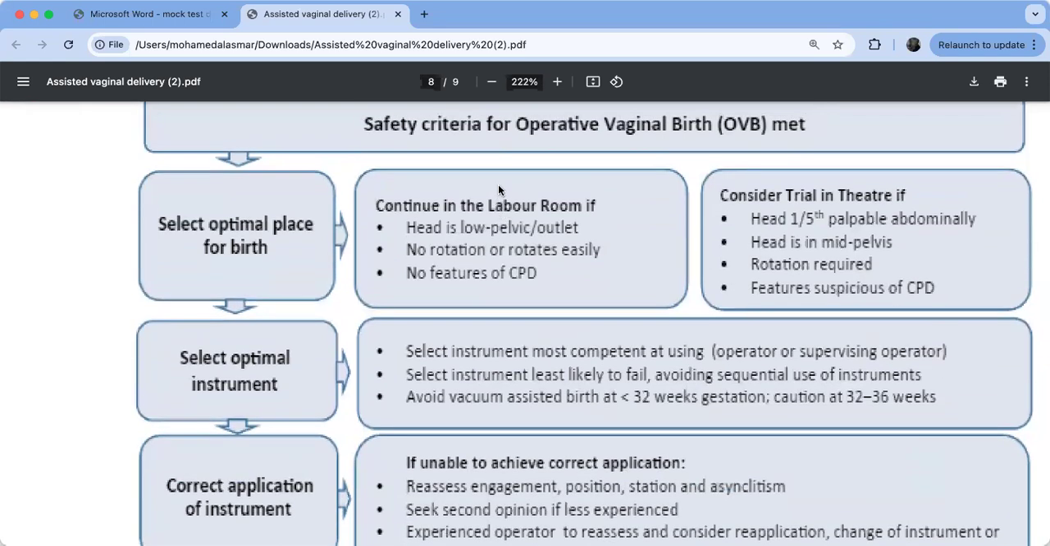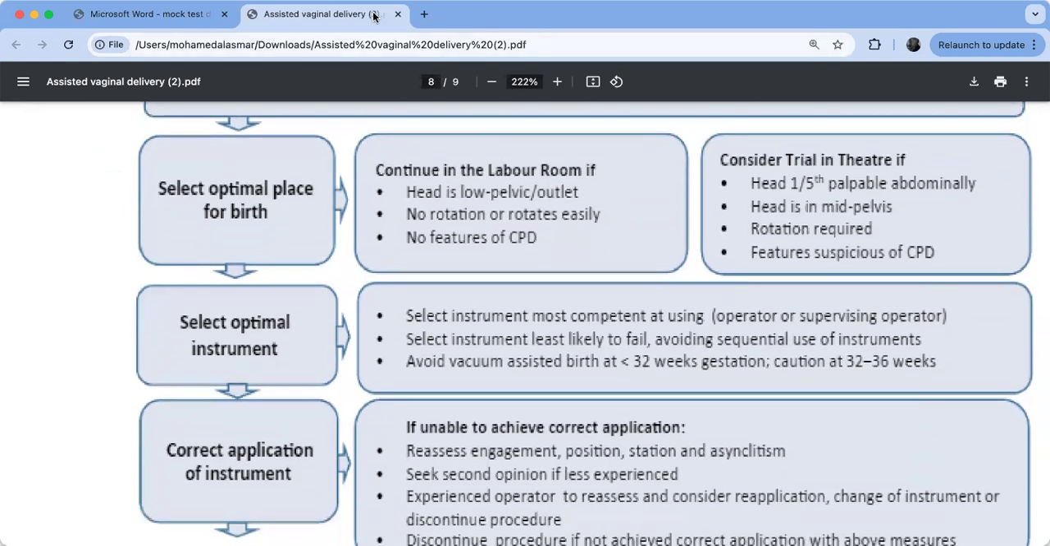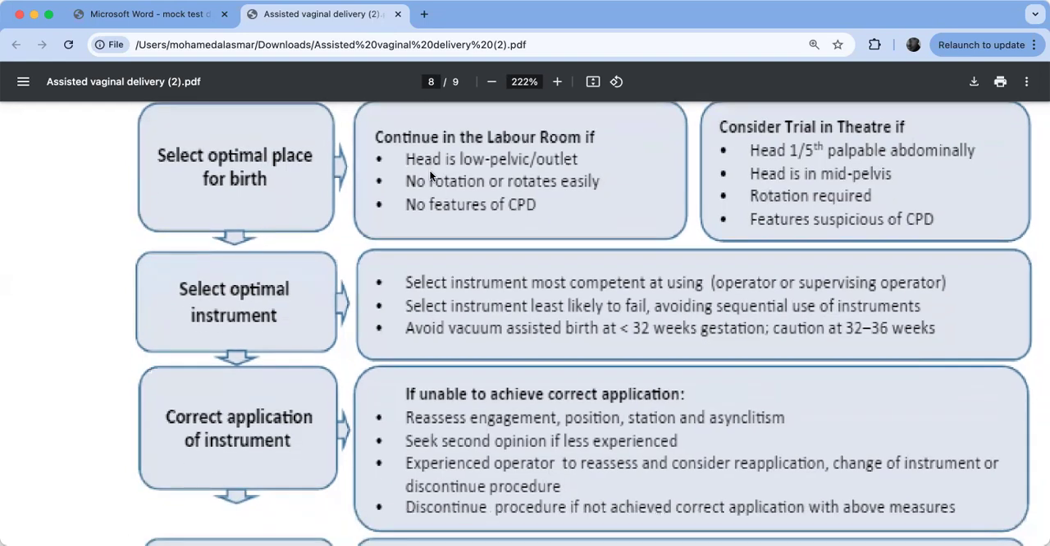Safety criteria must be met. What are the safety criteria? The head must be at most 1/5 palpable and reach the spine at 0. No excessive caput, no irreversible molding, and the mother gives consent. So at least now you have a case eligible for instrumental delivery.